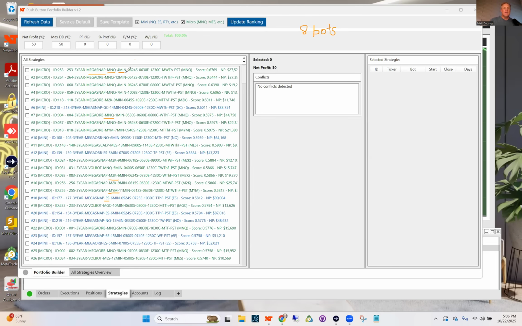And then what you'll see is there's something that says 4 minutes, 12 minutes, 7 minutes, 13 minutes, right? That's the chart size that this runs on. So this runs really well. Again, going back 3.5 to 4 years.